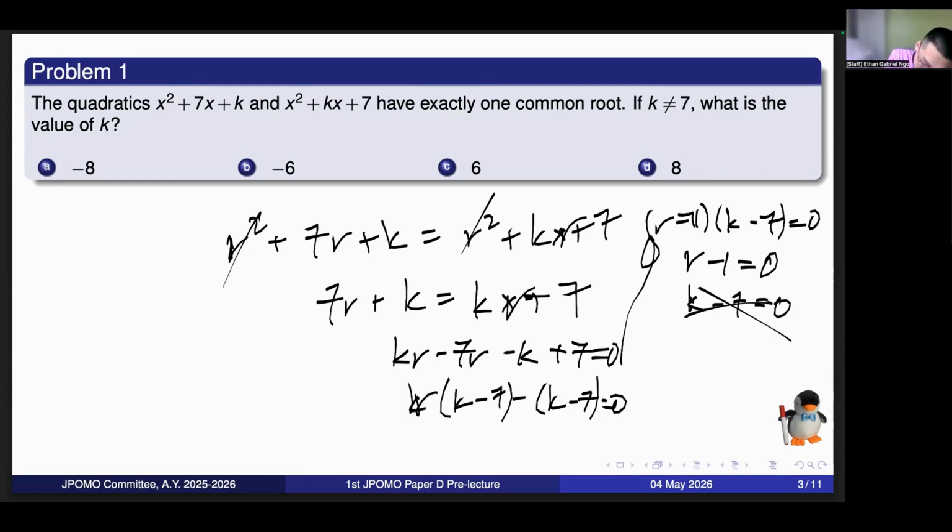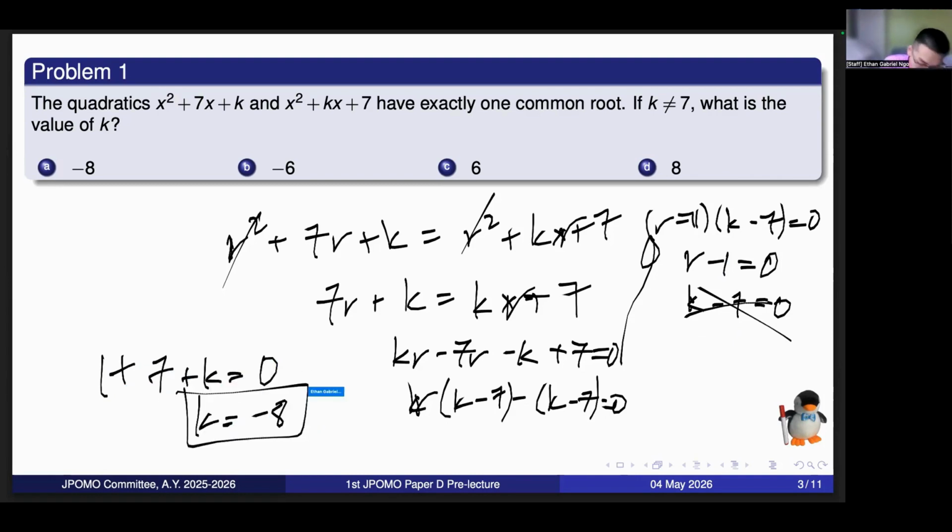Next, let us plug that into our original equation. In this case, we will get 1 plus 7 plus k equals 0. So k equals negative 8, which is letter A.